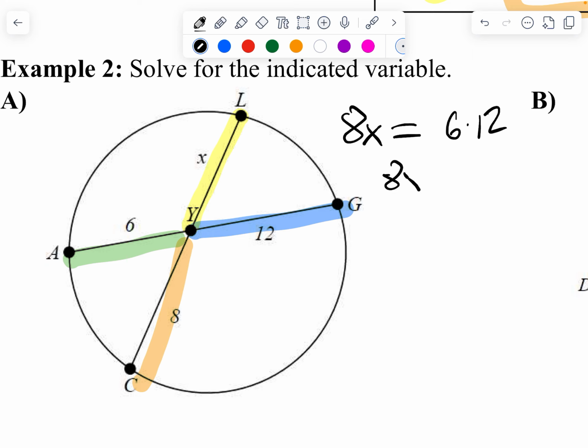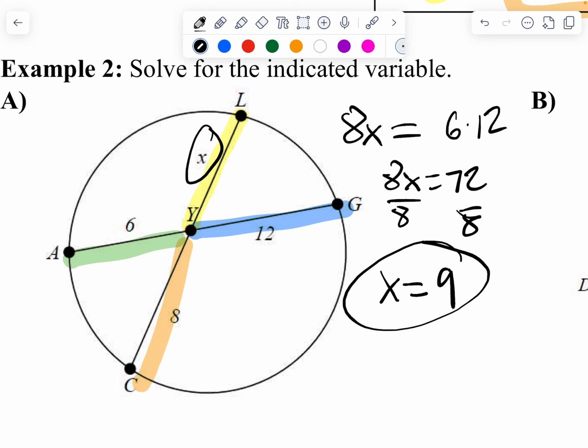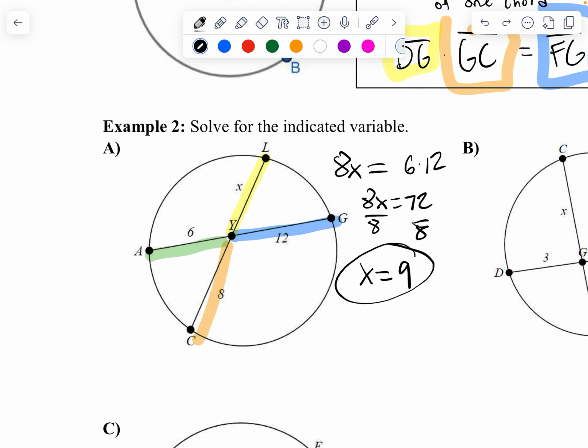So 8x equals 72, divide by 8. x equals 9, right? x is representing a length, so it's a positive number. That works. Yay. Okay, that's it. That's as crazy as the property gets.